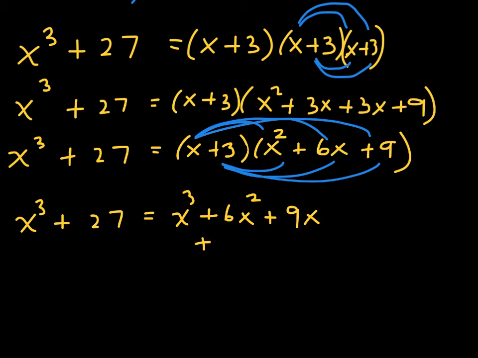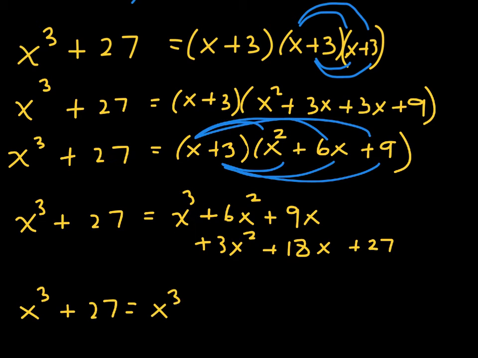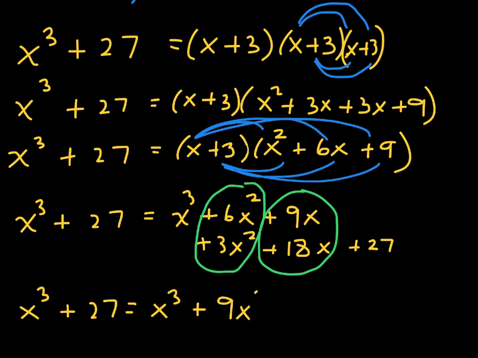I'm going to stack that underneath its like term. 3 times 6x gives me 18x. And then 3 times 9 is 27. So then I end up with x cubed plus 27 is equal to x cubed. Now I stacked my like terms. So I'm combining those two, and I'm combining those two, okay? So I end up getting plus 9x squared plus 27x, and then plus 27.